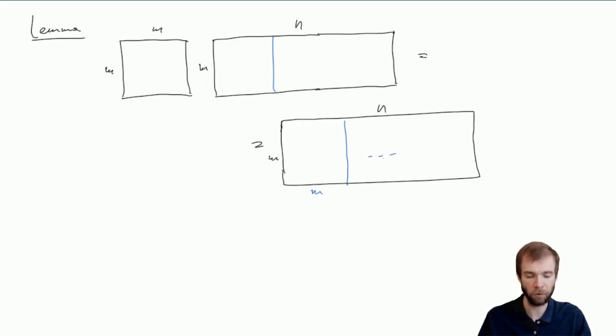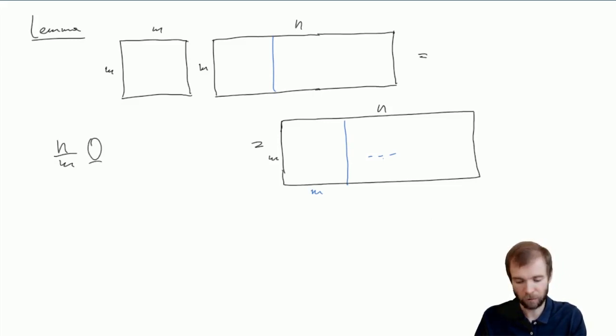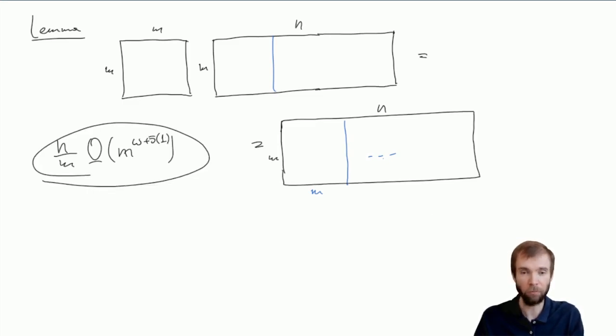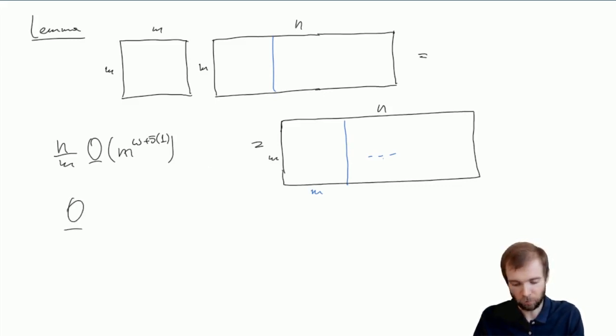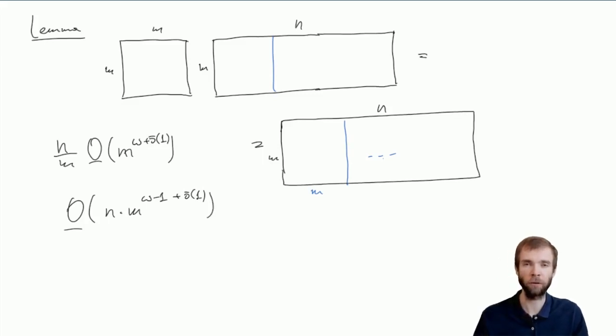So thus, to perform the multiplication, we need essentially n over m multiplications of square matrices, which can be done with complexity big O of m to the power of the matrix multiplication exponent plus little o of 1. So in the end, our time complexity for multiplying such two matrices would be big O of n times m to the power of omega minus 1 plus little o of 1. So this would be our first lemma.